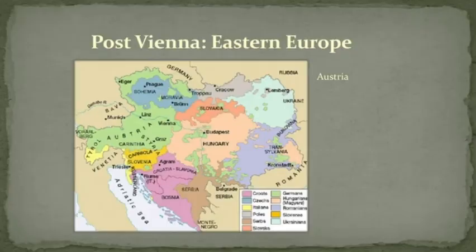Now, after the Congress of Vienna, I want to look at how Eastern Europe navigated their course. Now, one country that had a lot to fear from nationalism was Austria. So this is a map of Austria here, and you can see how many different little nations are potentially in there. Okay?